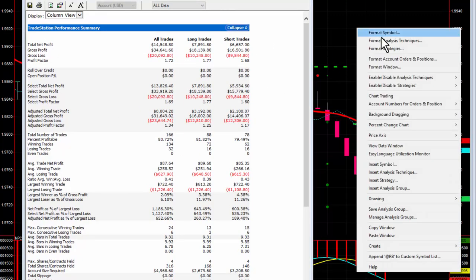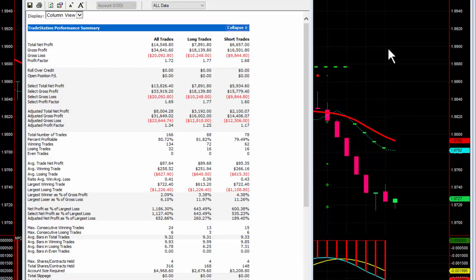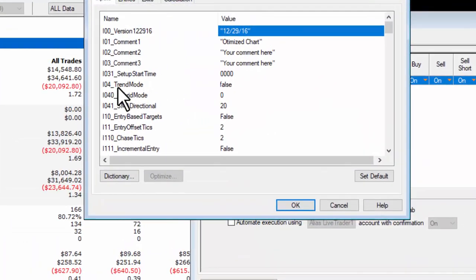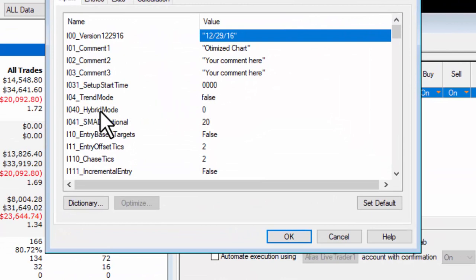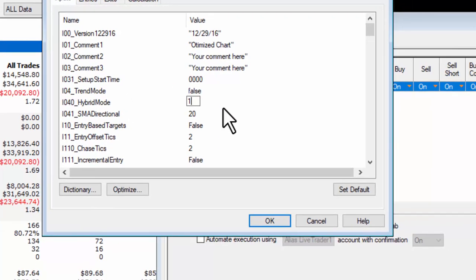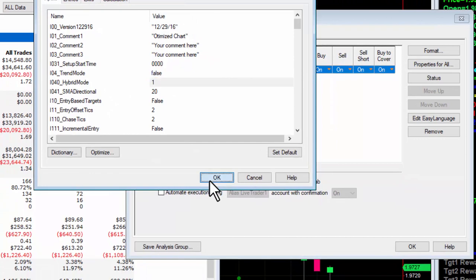So hybrid mode's really easy too. You just open up the strategy. You make sure that you're in standard mode, so trend mode set to false. And then hybrid mode is a 1-0 input. 0 means false. 1 means true. It's really simple. I did it like this so that we can do optimization tests. I'll probably show you that in another video. So let's take a look at how well this does with hybrid mode.